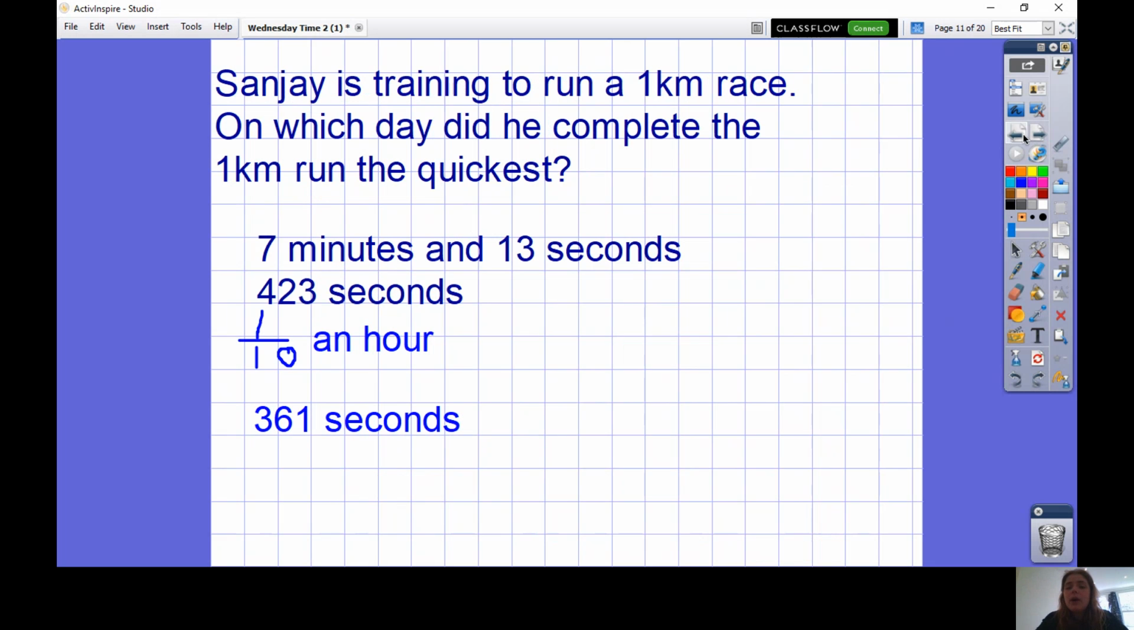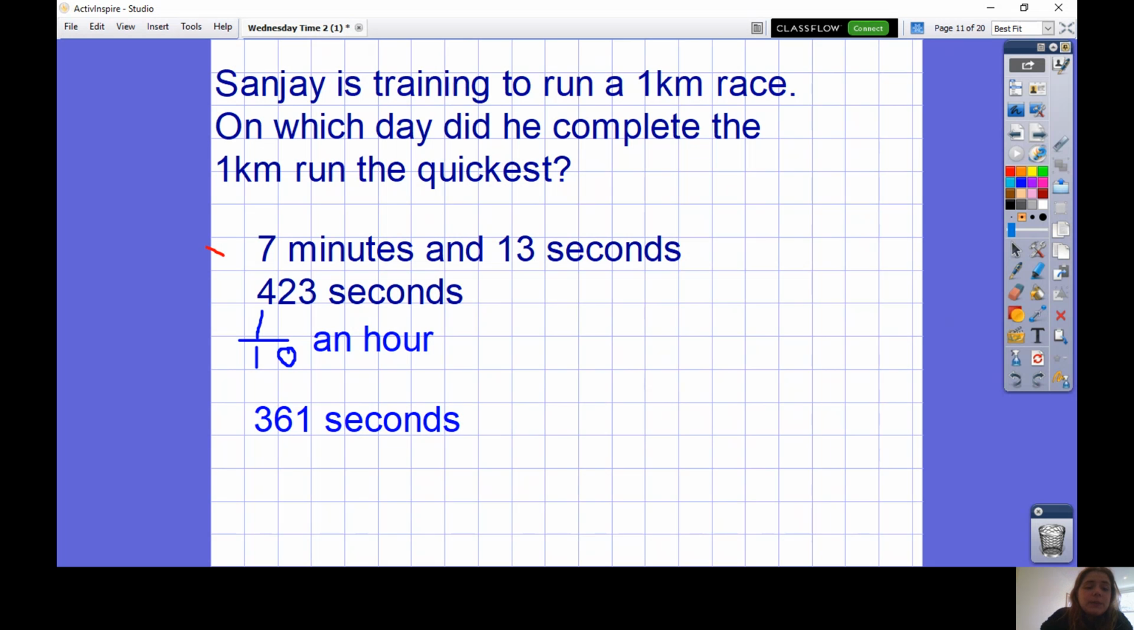Okay, you might get a word problem that looks a little more complicated like this. Sanjay is training to run a 1 kilometre race. On which day did he complete the 1 kilometre race the quickest? So we've got our time measurements in different units of measure. We need to make them all the same. What do you think is the best unit to turn them into? Hours, minutes, or seconds? For me, I would definitely say seconds because we don't want things all mixed up.